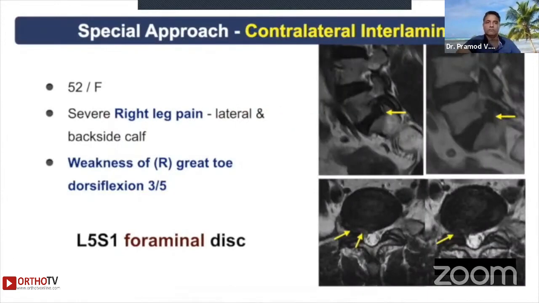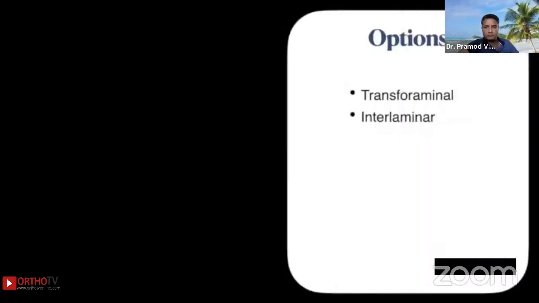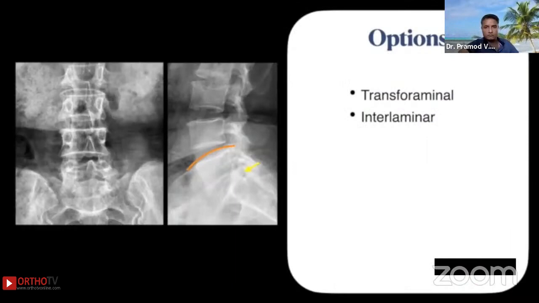Now sometimes we use special approaches. For example, this is a case of a right-sided foraminal disc at L5S1 level, causing severe pain and weakness in the dorsiflexion of the great toe. The conventional transforaminal approach in this patient is not possible because of high iliac crest, and there is a chance of injury to the exiting nerve root as it is pushed backwards by the foraminal disc. Interlaminar approach obviously cannot reach the foramen of the ipsilateral side.